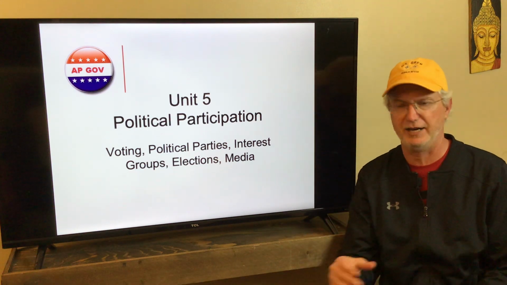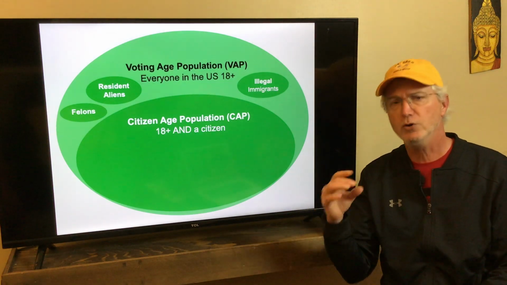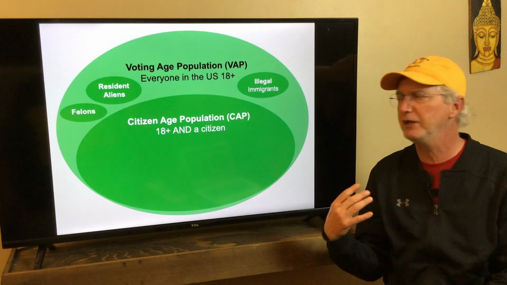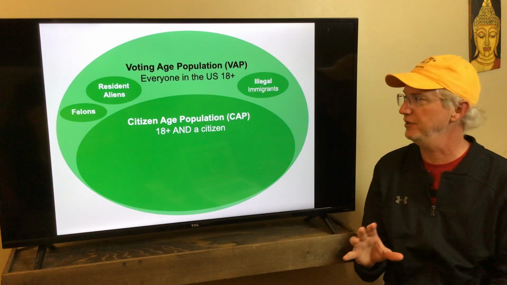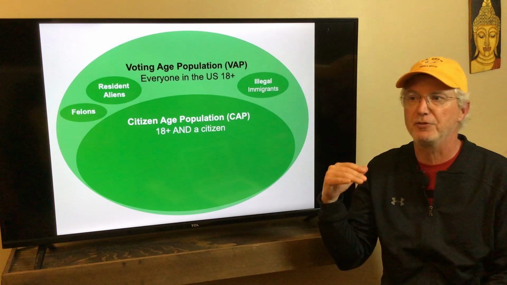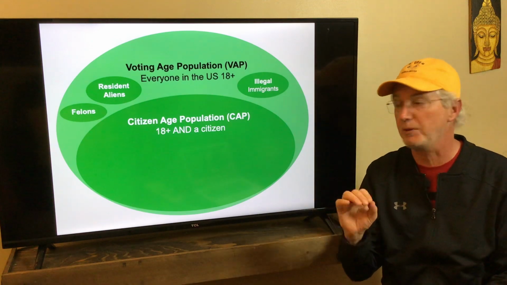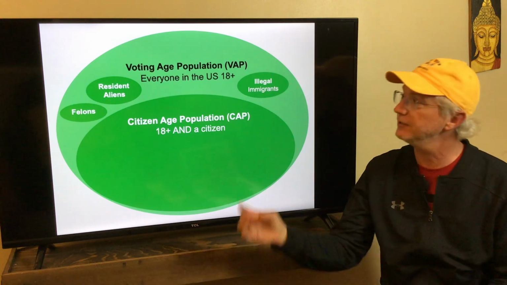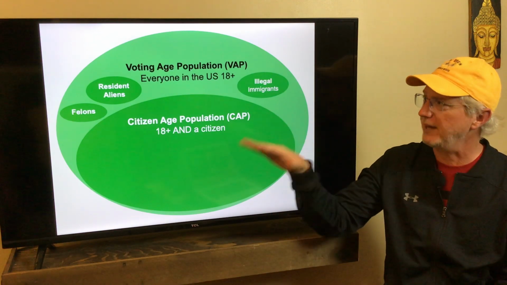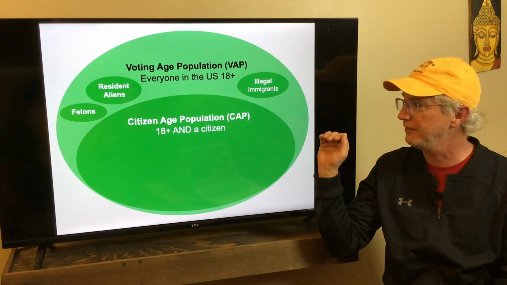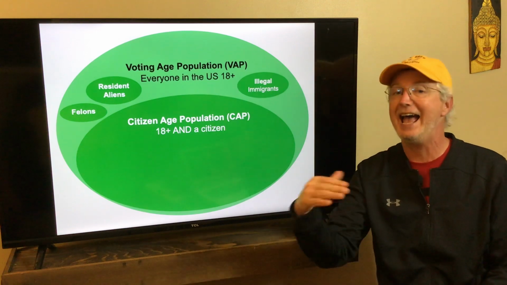So the first thing that we need to take a look at, in just this introductory short little video that we're going to look at today, is voting. Who votes, who's eligible to vote? If we look at the voting age population, or everyone over the age of 18 in the United States, those are the people that could possibly vote. But you always have to remember, there are certain people that cannot vote. Felons cannot vote, resident aliens cannot vote, and illegal immigrants cannot vote. So what you're left with after excluding those groups would be the citizen age population, 18 and over. So who is 18 and over and a citizen?